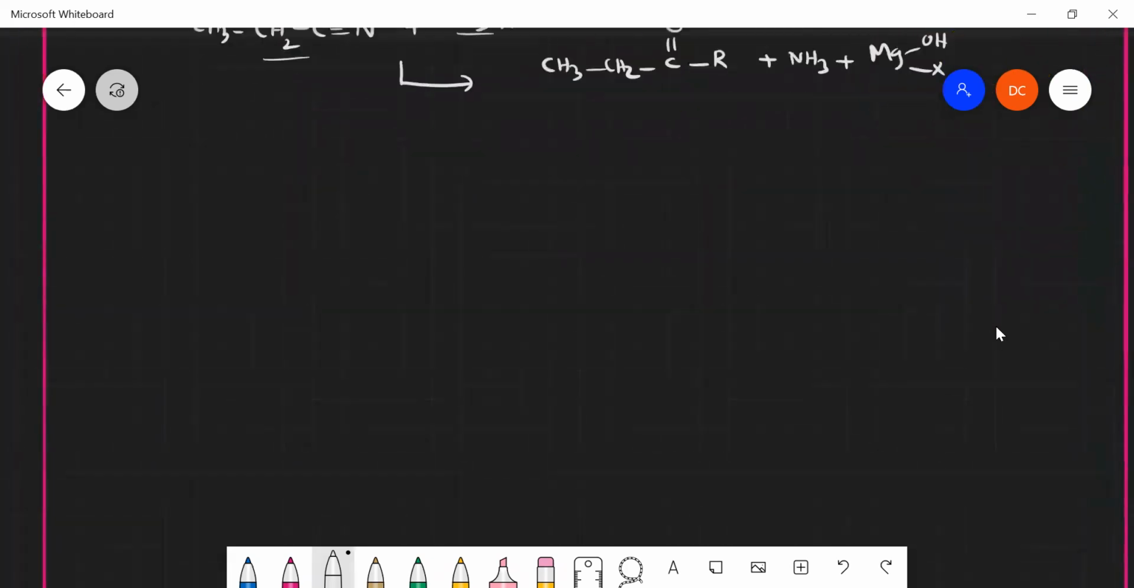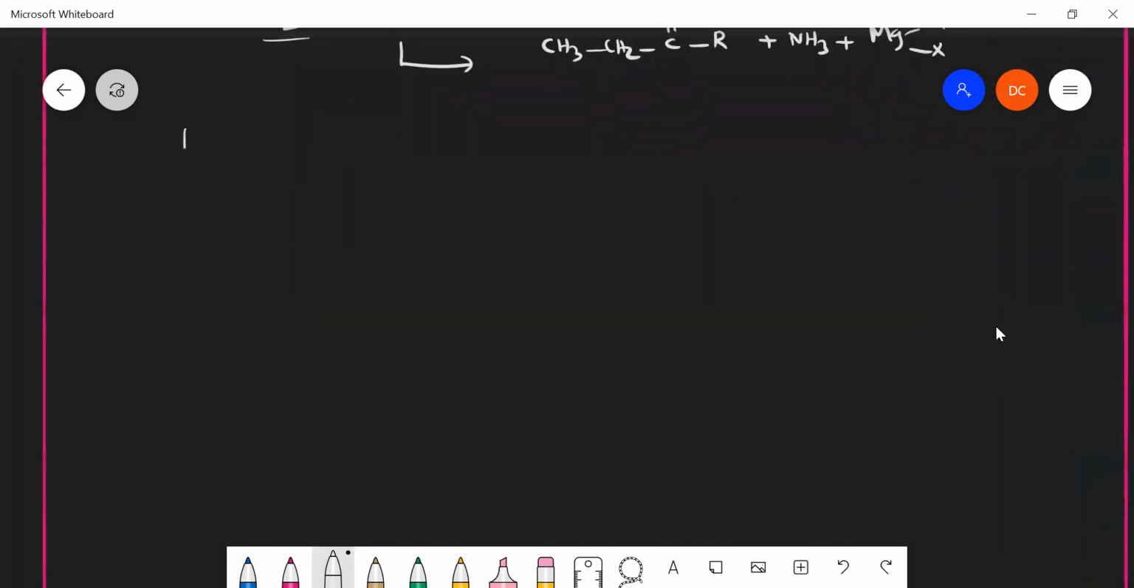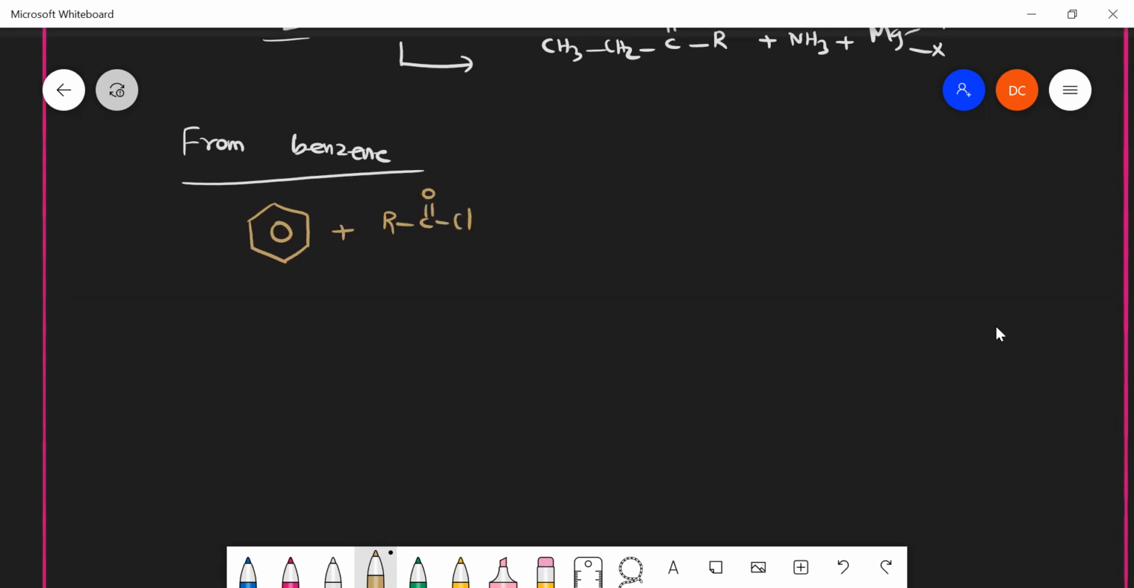And the next one is from benzene and substituted benzene. But from benzene, how can we prepare ketones? Friedel-Crafts acylation, sir. Very nice. From benzene we can take benzene along with R, C double bond O, Cl. So we have to prepare the ketone like this: C double bond O, R, along with HCl. I'll get HCl formed. You know that.